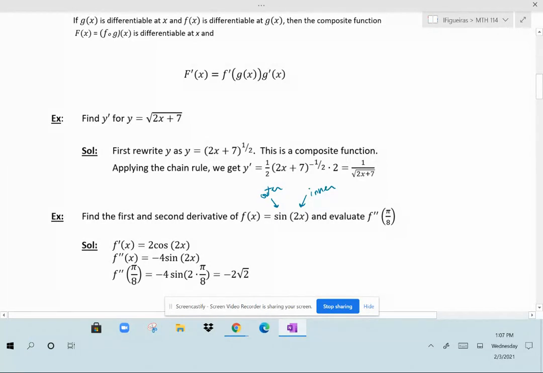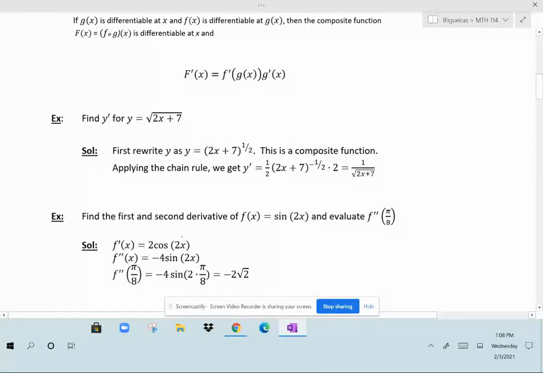So remember, we start on the outside first. The derivative of sine is cosine of 2x, and then the derivative of 2x is 2, so I just went ahead and put it in the front as a coefficient. So f prime is 2 cosine of 2x. But I now have to find f double prime, which means take the derivative of f prime.